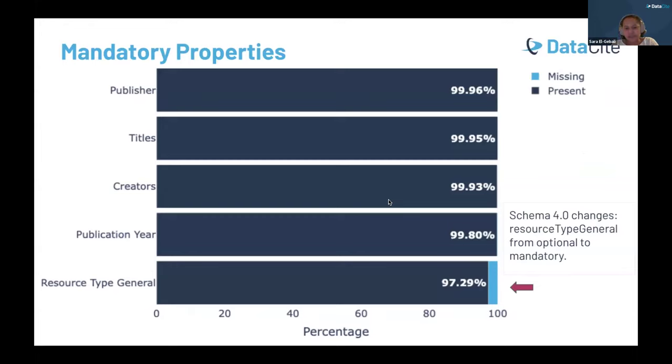So as I mentioned, the mandatory properties, as you expect, should all be there, with a tiny bit of exception here with the resource type general, which is a bit of an interesting case. You might find like 2.5% are missing, and you might be asking why that is, or how this is possible given that it's a mandatory property. Well, the reason for this goes back to changes that were made in schema 4.0 in 2016, I believe. Before this version, the resource type was an optional property, and probably some older entries don't have this information filled out.